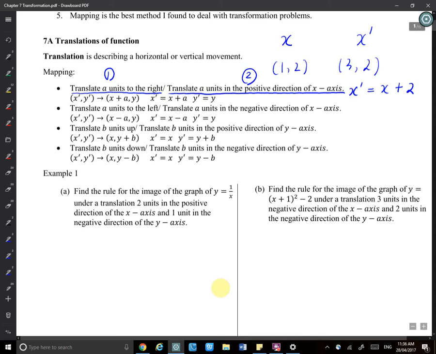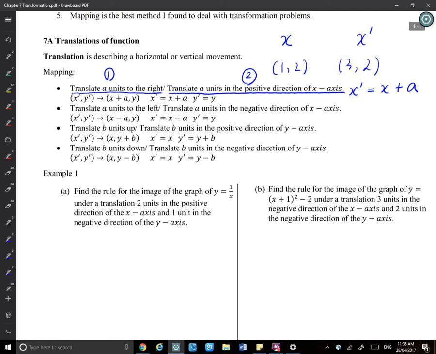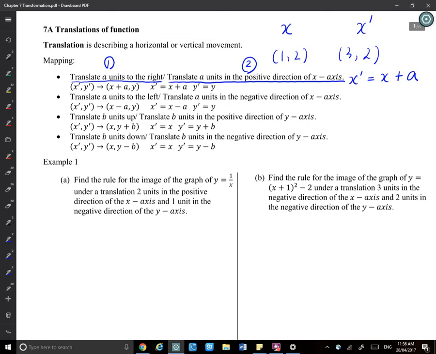Let's say instead of 2, I'll write a. So a units to the right. Your old x plus a units will be the new point. Okay, that's the first thing.